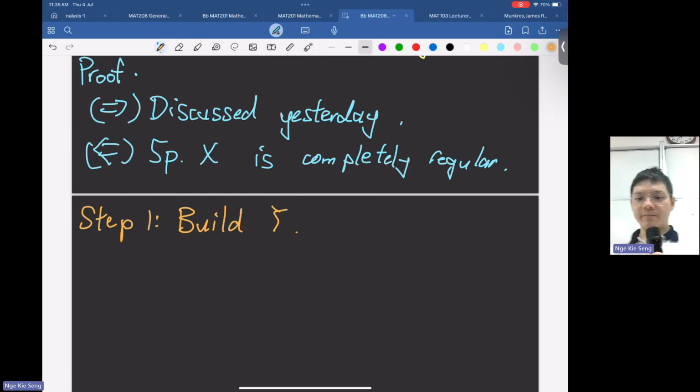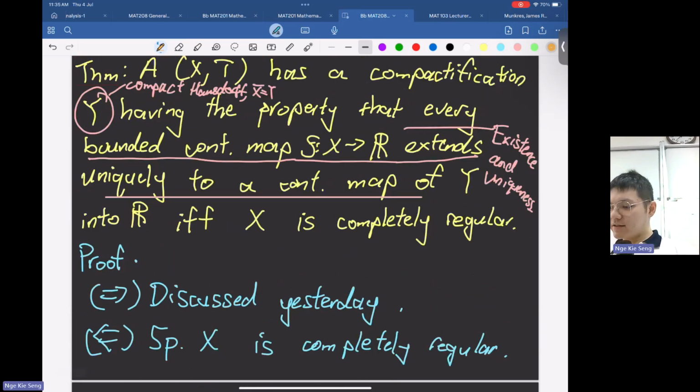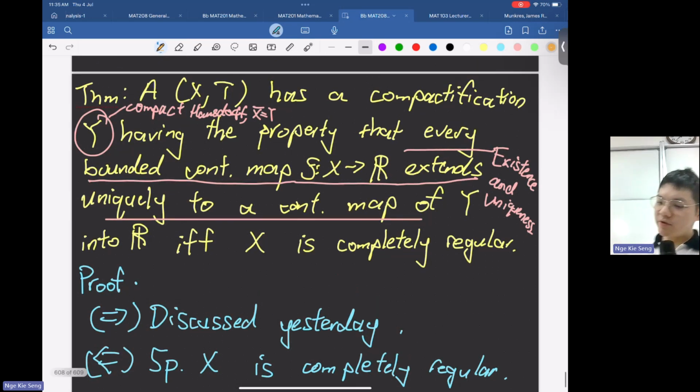So how do we build it? We have discussed the example we saw yesterday: we compactified the open interval (0,1) using the topologist's sine curve. But when we did that compactification, what did we consider there? We considered a graph. How do we obtain this graph? It is from a bounded continuous function. What is that bounded continuous function? Sine of 1 over x.